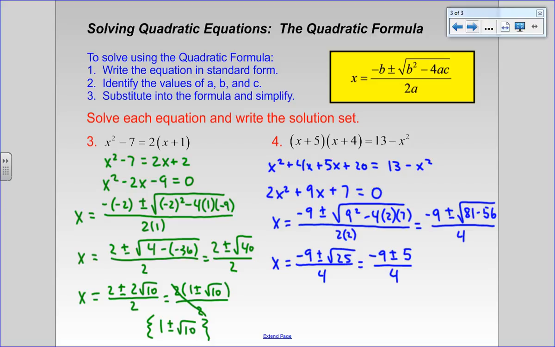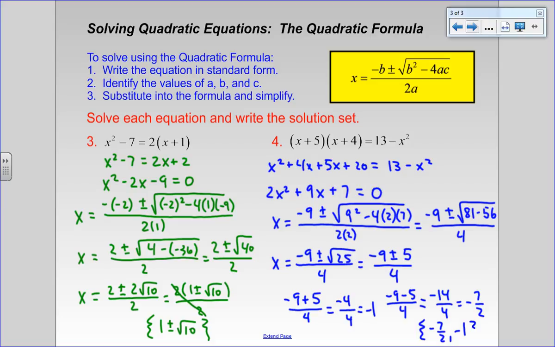To identify our two solutions in simplest form, once again we separate them and we write negative 9 plus 5 divided by 4, which is negative 1, and then negative 9 minus 5 divided by 4, which is negative 7 over 2. So our two solutions in our solution set are negative 7 over 2 and negative 1.